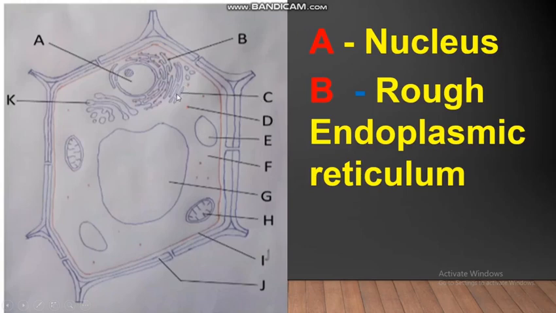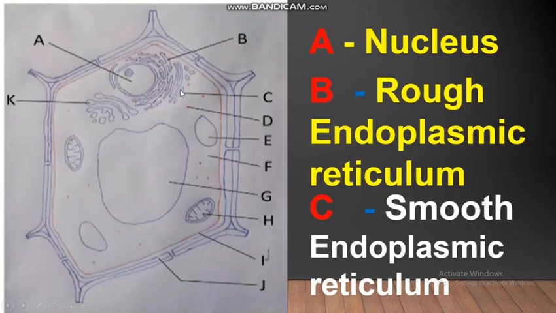Now let us look at the structure labeled C. The structure labeled C is this structure right here. You can see structure C and structure B are not so much different. The only difference is that structure B is rough, having some structures outside it, but structure C is smooth. So the name of structure C is the smooth endoplasmic reticulum. Its function is that it is an area where lipids or fats are being made.